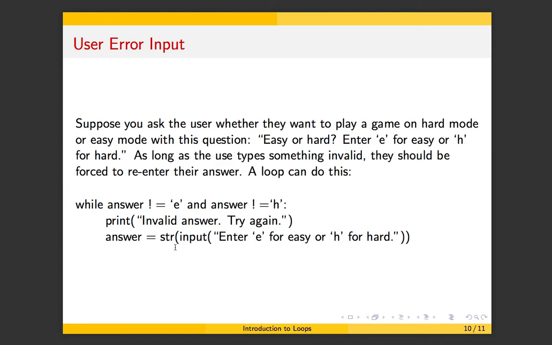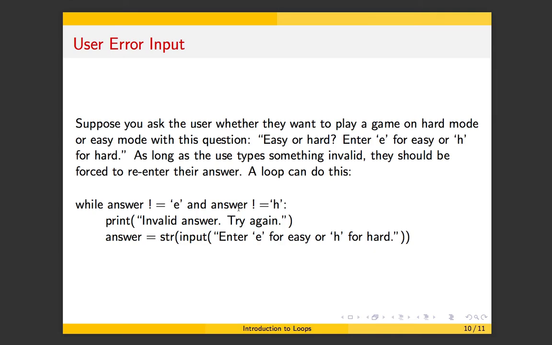So suppose you ask the user whether they want to play a game on hard or easy mode. So you say, hey, enter E for easy, H for hard. Well, the user might mistype. They might type a T or a D or whatever. And you should let them re-enter their answer. And we've already seen code that does that. We've had this basically exact same code before, but there was an if right here. If their answer wasn't E, and it also wasn't H, then make them try again. We've seen this before.